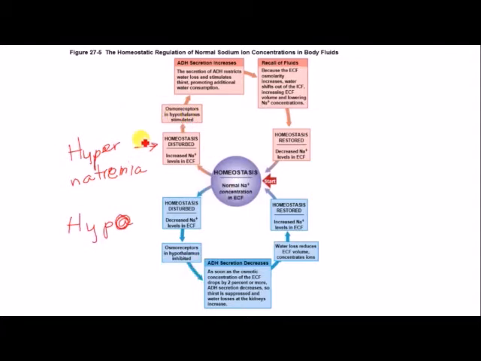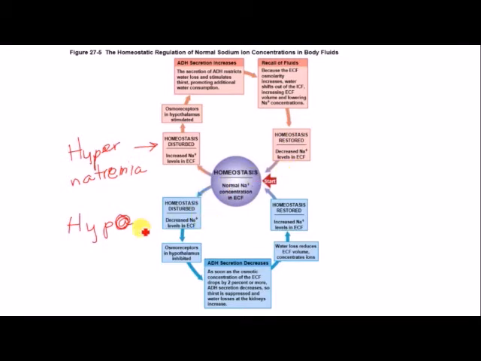So make sure you understand hypernatremia, increased sodium levels. We have the secretion of ADH, restricting water loss, stimulating thirst, promoting additional water consumption, and then increasing ECF volume, lowering sodium concentrations, and homeostasis returns.